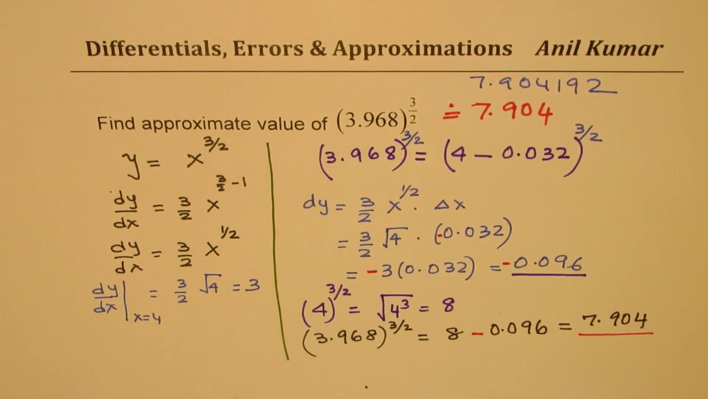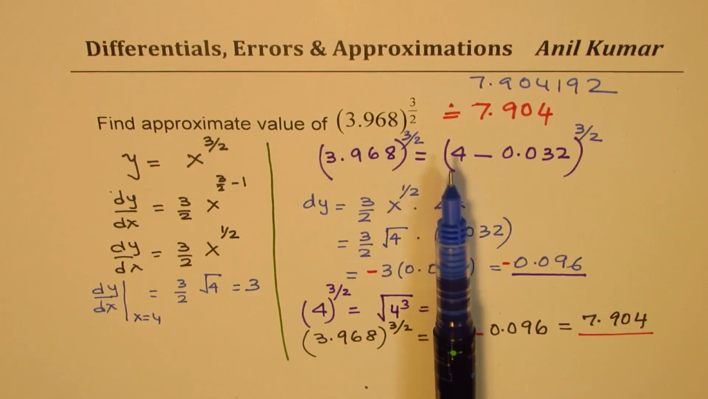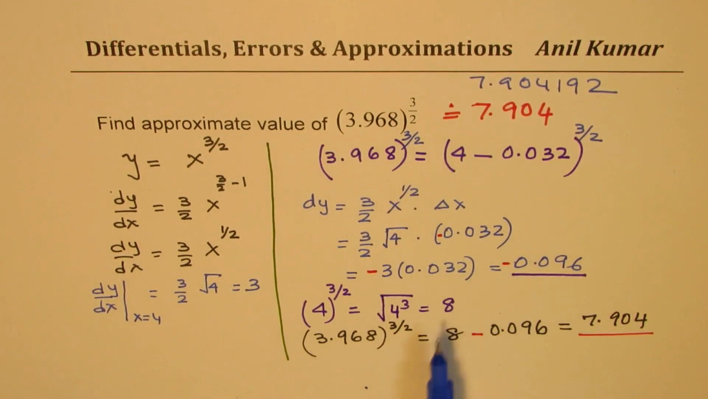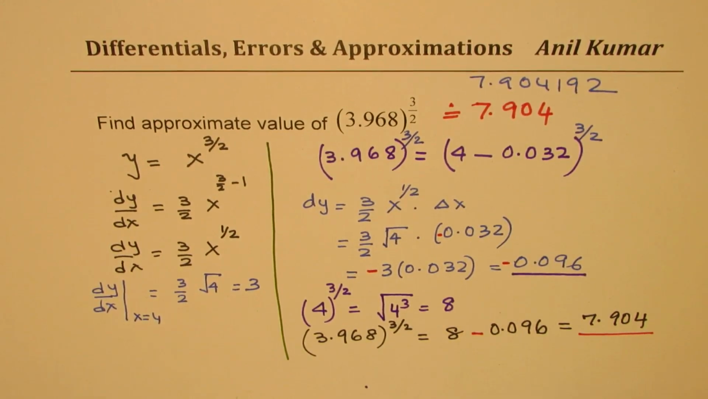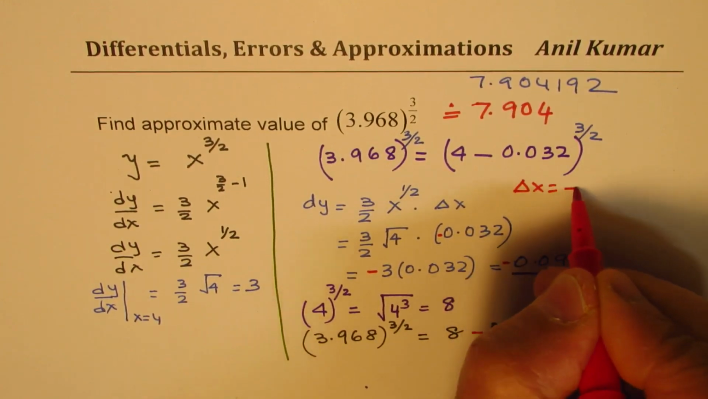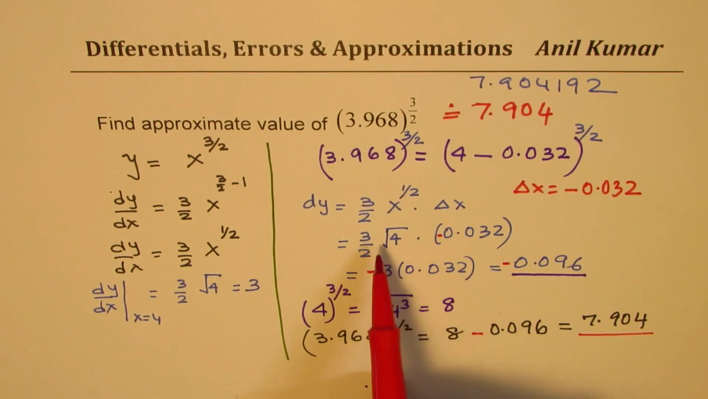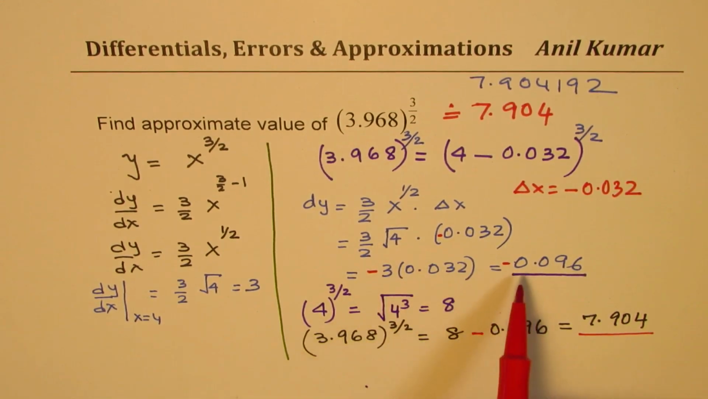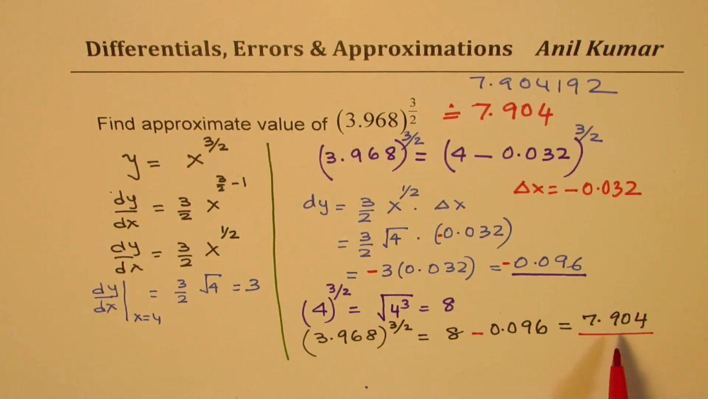So this method is that simple. Basically, you have to get a perfect point here, which was 4 for us, and 4 to the power of 3/2 was 8. Delta x is minus, right? So we will write here, delta x for us is minus 0.032, and so the gradient multiplied with this minus gives us 0.096 negative value. Take away this value from 8 and get your answer. Do you see that? So only these 2 steps can actually give you the right answer to 3 decimal places.